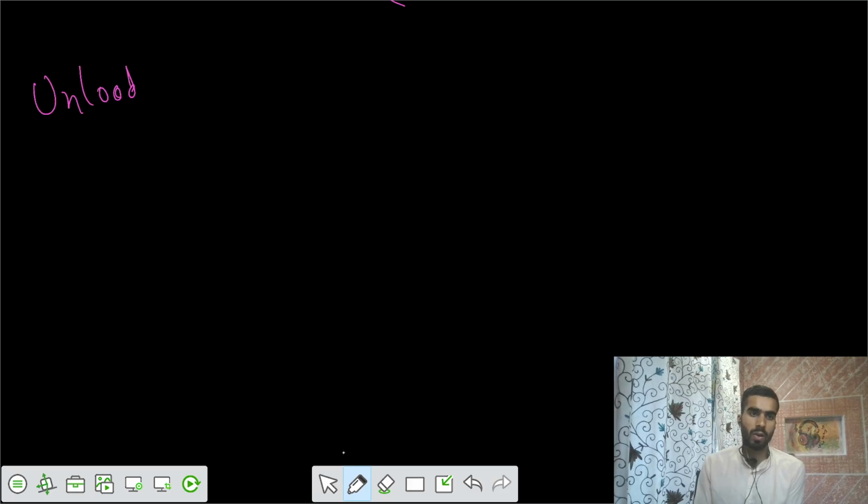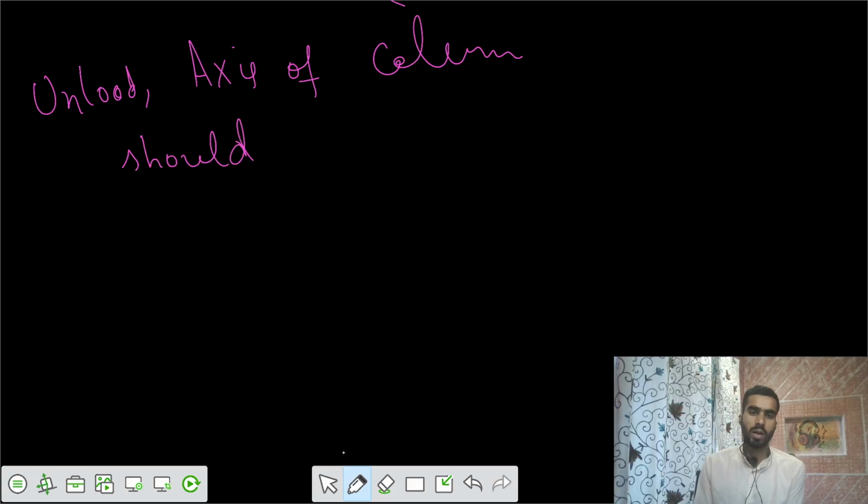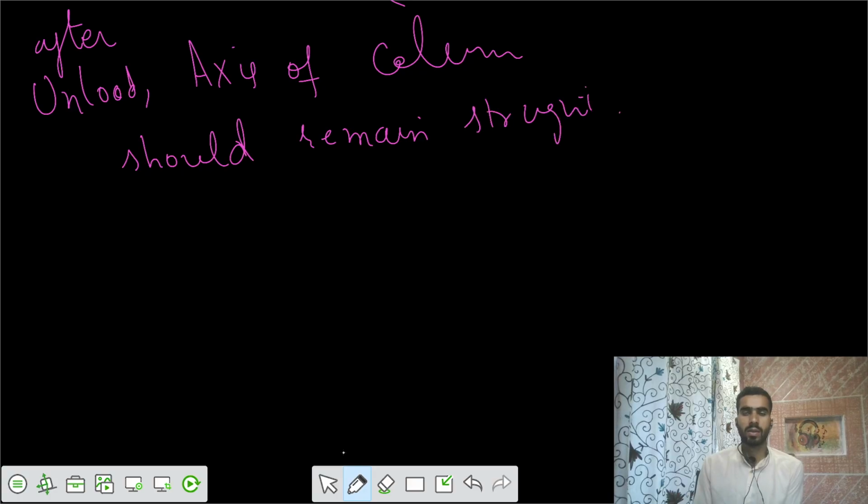And if you unload the material, the axis of the column should remain straight. It should not undergo twisting. After unloading, the axis of the column should remain straight. So these were the assumptions.